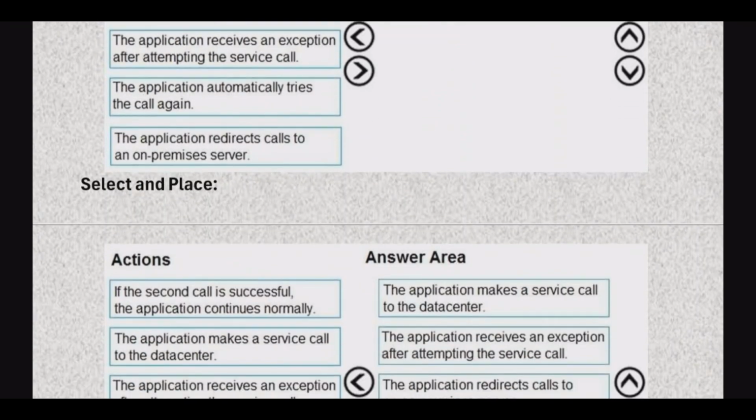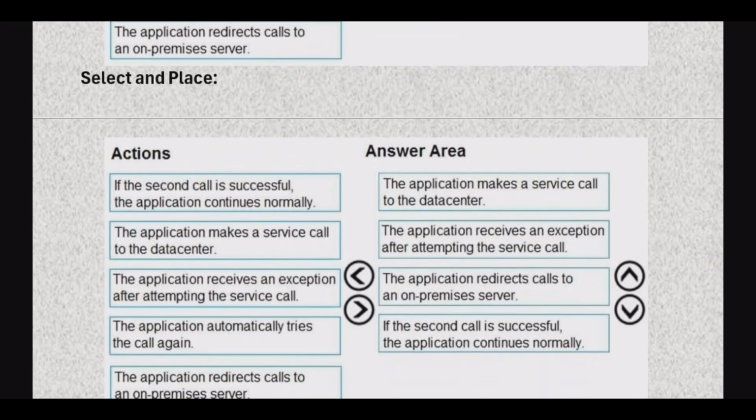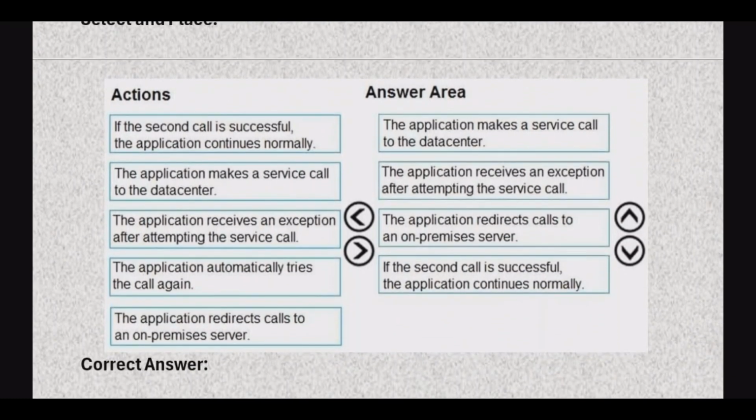Now, look for the correct answer. The sequence for the correct answer is: the first one is the application makes a service call to the data center. Second one is the application receives an exception after attempting the service call. The third one is the application redirects the call to an on-premise server. And the fourth one is if the second call is successful, the application continues normally.